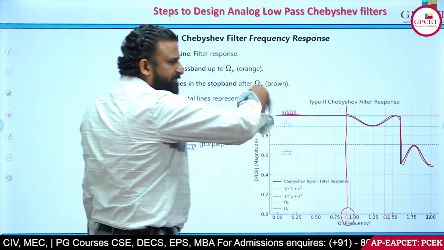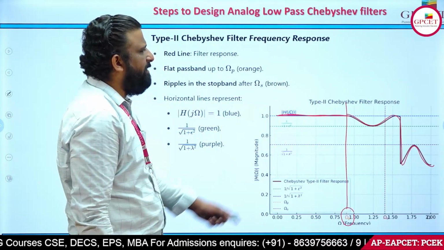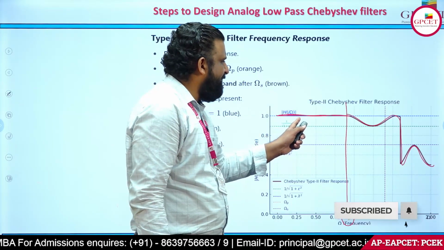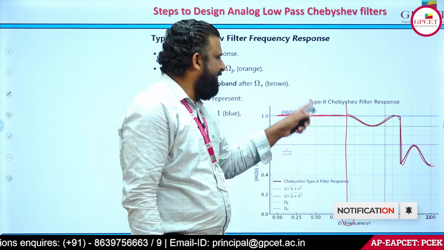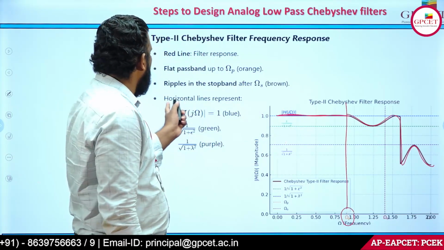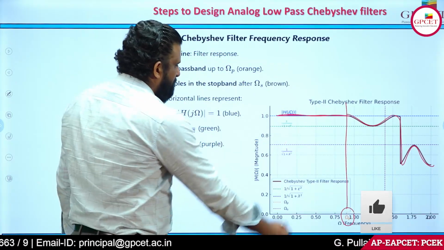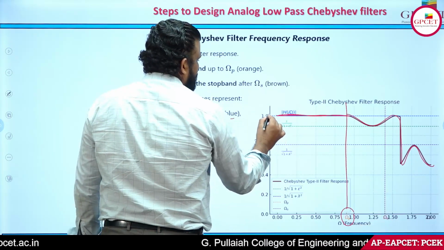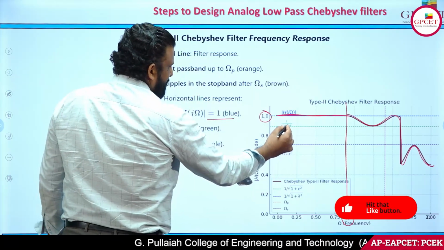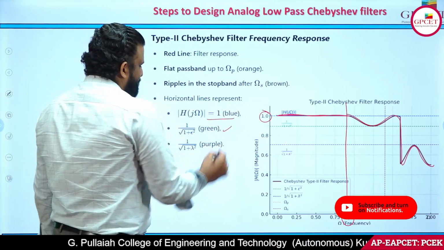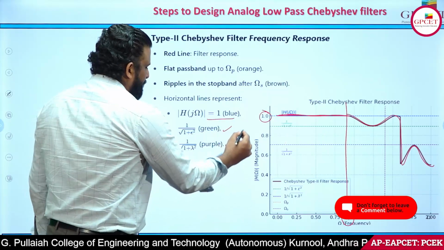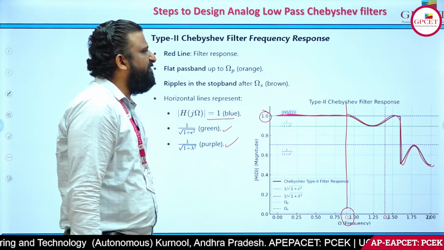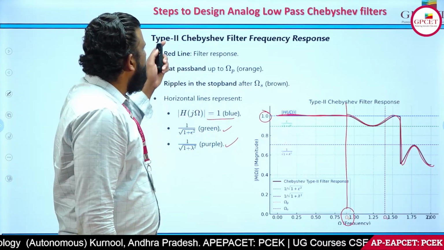You can see the ripples are present in the stop band region. You can compare this graph with the type 1 Chebyshev filter, where the ripple is present in the passband and a monotonic response in the stop band. But here in type 2 it is quite opposite. Now the horizontal lines: the blue line, which is 1, is the maximum magnitude of this type 2 Chebyshev filter, the green line represents 1 by square root of 1 plus epsilon square, and the purple line represents 1 by square root of 1 plus lambda square.